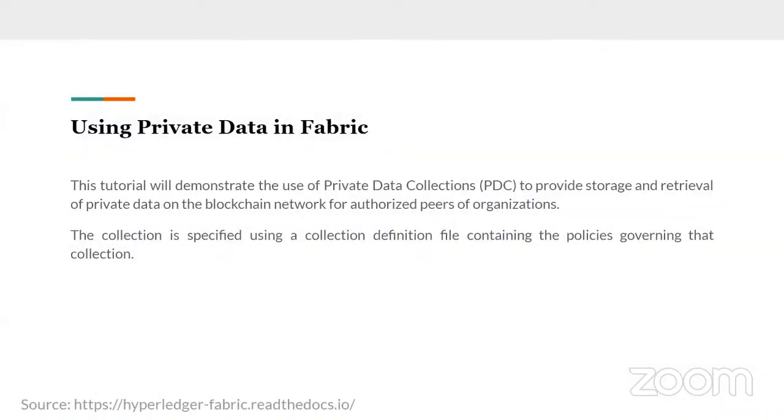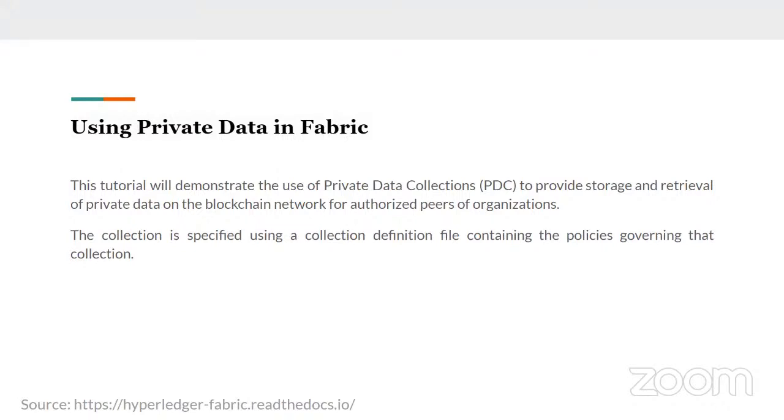So, using private data in Fabric. All the contents that I am showing you right now are taken from the Hyperledger Fabric read docs. These things are readily available, so don't bother about where these contents are taken from. They are being updated every time. Whenever there is a new version of Hyperledger Fabric, they'll give you read docs related to that version. Right now I've taken version 2.2 because yesterday I told you that we have installed 2.2, and we'll see what private data is and how we can use it.